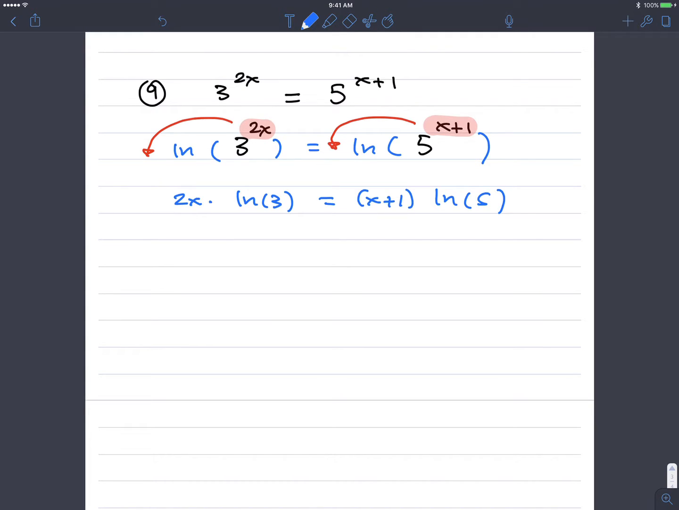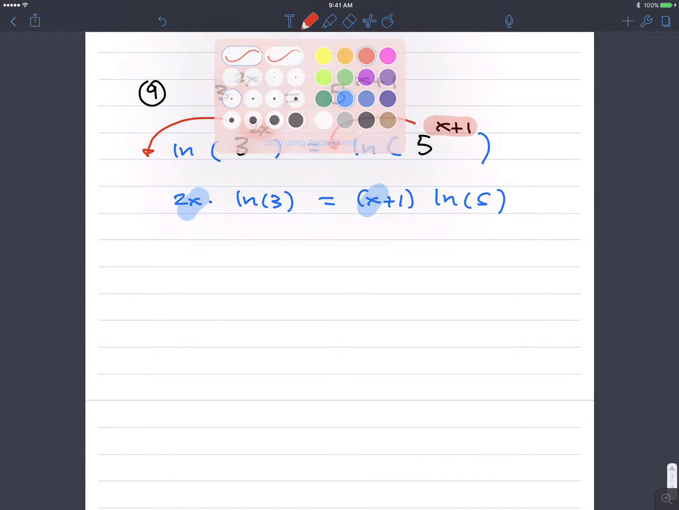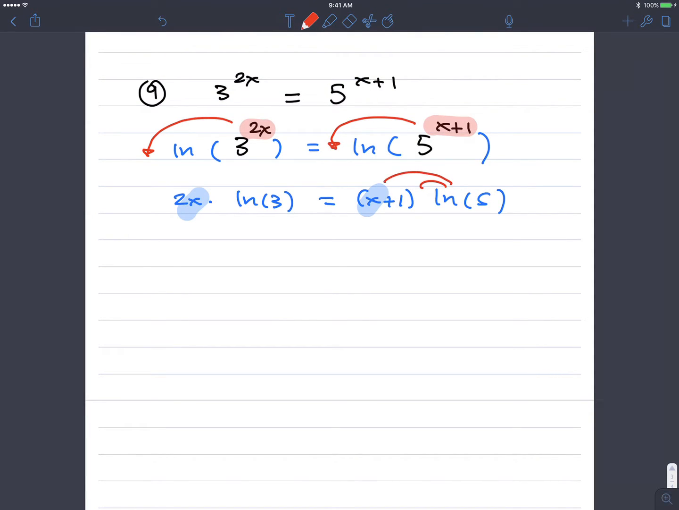Now, in this problem, let's take a closer look. We've got x's here on opposite sides of an equation. And whenever we have this situation, we're going to need to use the distributive property, because we want to actually get x's on one side. On the right side, we don't do anything on the left, but on the right side, we now get natural log 5 times x plus the natural log of 5. This is by the distributive property.